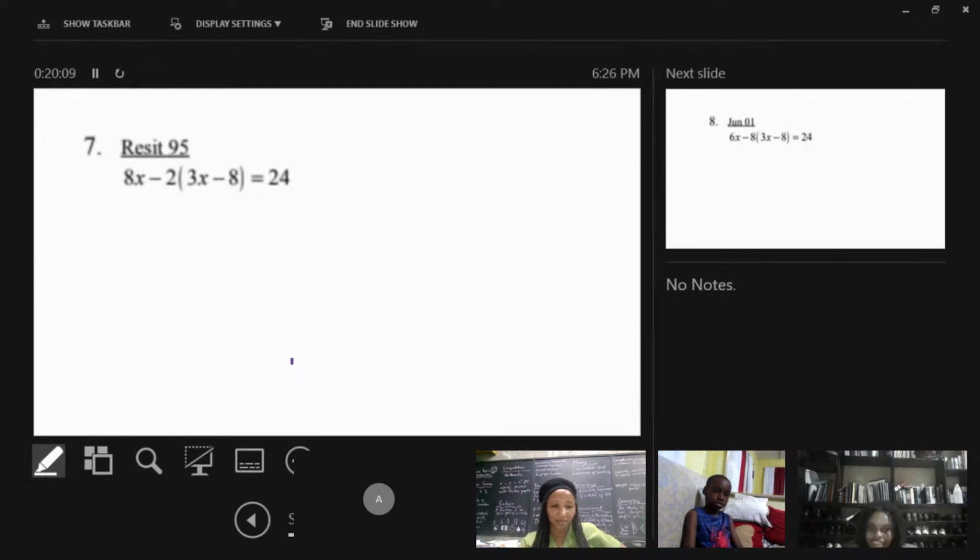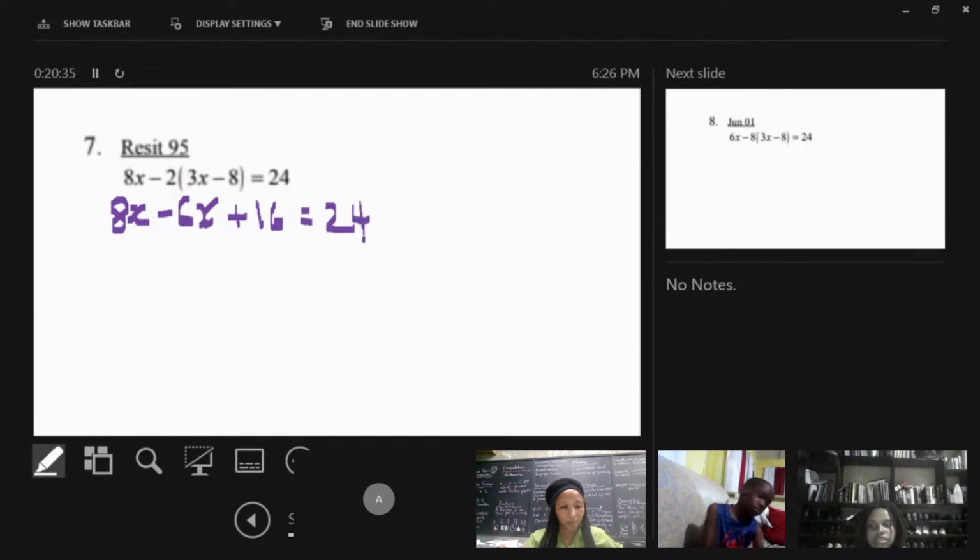So we're going to put back the 8x so that we can do the distributive law with the brackets. 8x. So negative 2 times 3x is negative 6x, and negative 2 times negative 8 is positive 16, equals 24. So 8x minus 6x is 2x plus 16 equals 24. So we're going to subtract 16 from both sides.